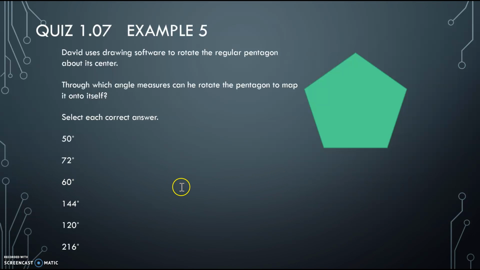So to find the angle of rotation, we can take the total number of degrees in a circle, which is 360, and divide it by the number of sides. A pentagon has 5 sides, and that gives us 72 degrees. So every multiple of 72, or every 72 degrees, this shape is going to map onto itself. So definitely it's 72.